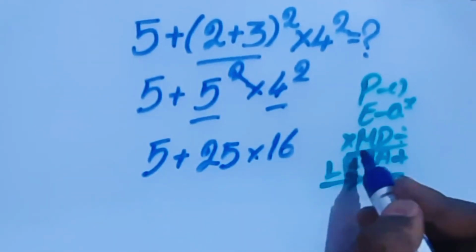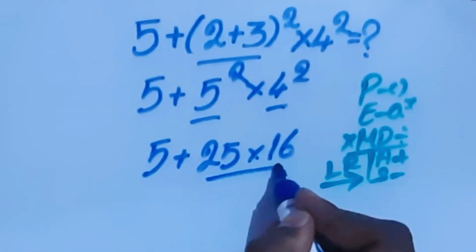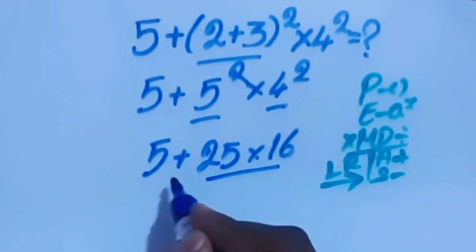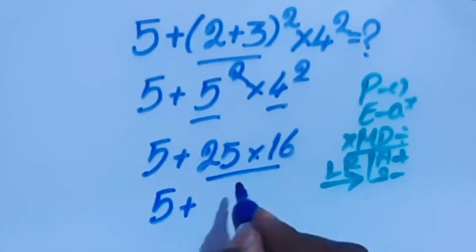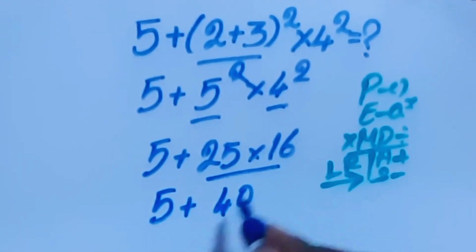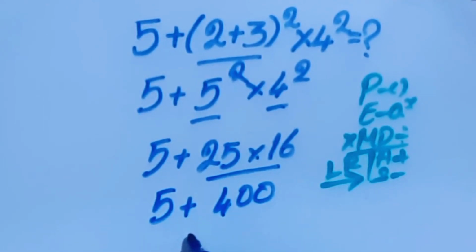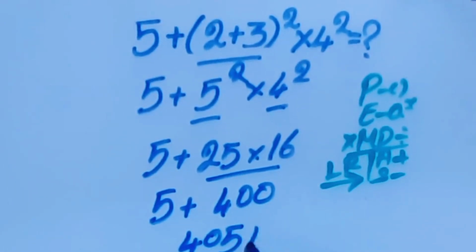Here the next priority is multiplication and division. Here we have multiplication, so we have to do this multiplication before the addition. Here 5 plus 25 times 16 is 400. Then 400 plus 5 is 405, which is the correct answer.